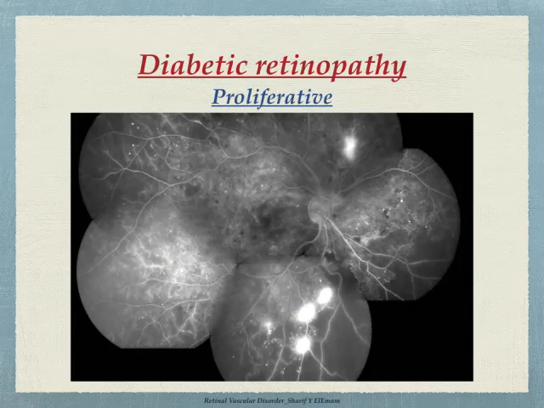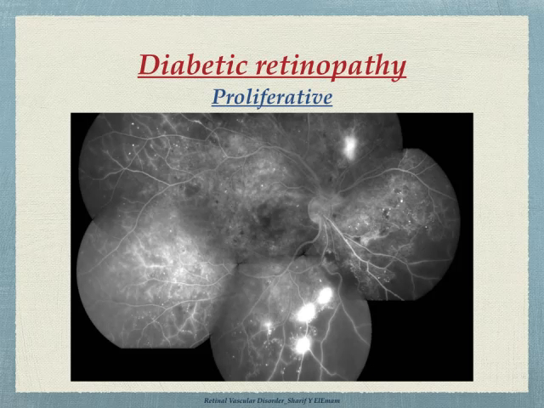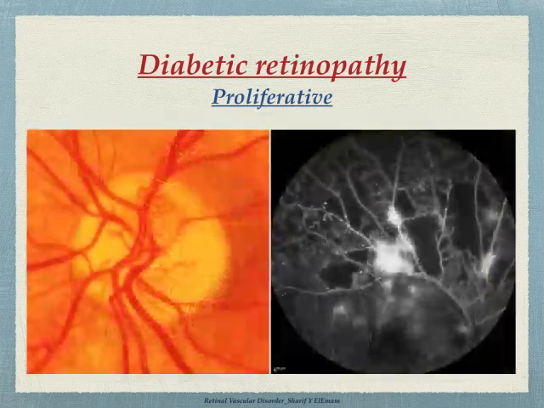On the contrary, the proliferative changes that can be seen in the fundus, this is a fundus fluorescein angiography showing the presence of NVEs, which are new vessels elsewhere, not in the disc but elsewhere. This is a proliferative diabetic retinopathy patient.